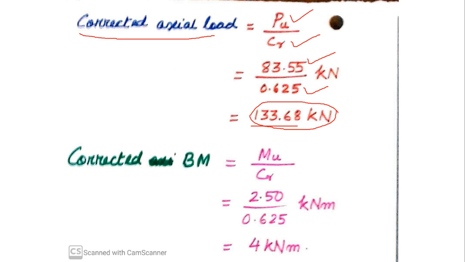Similarly, I do this process for bending moment also. My bending moment, that is the factored bending moment, was 2.50. Correction factor was 0.625. If you divide both of them, you will be getting a value of 4 kilonewton meter. So this is the value of bending moment that I will be using to design my pile.